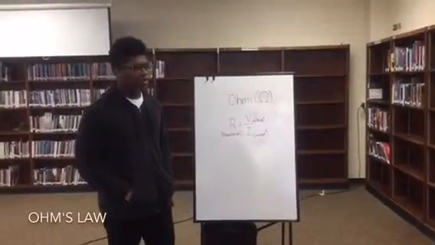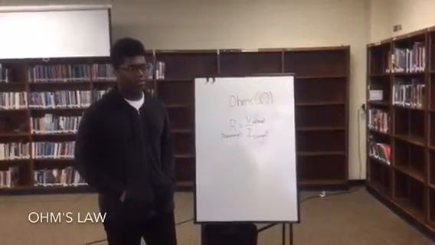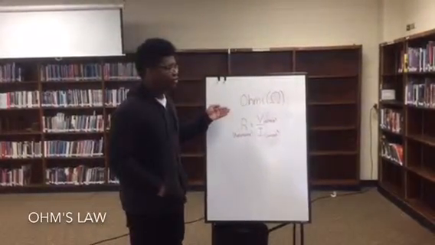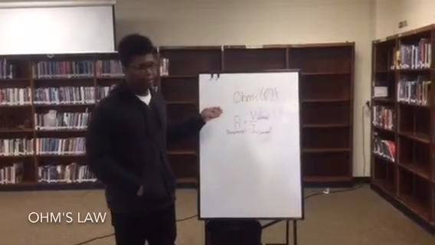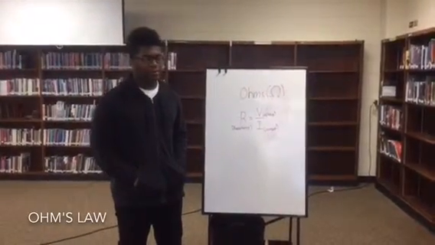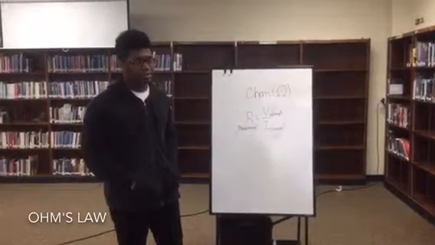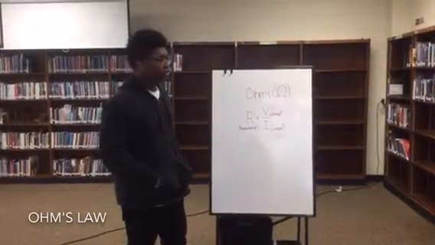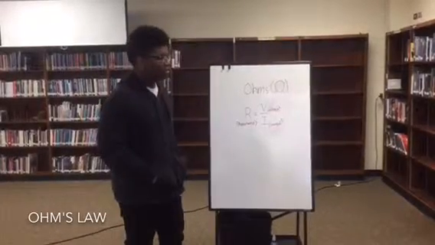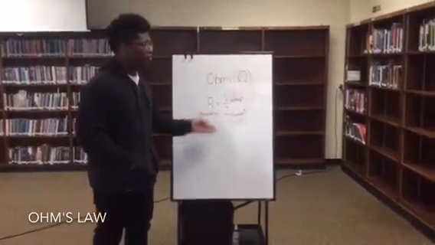Resistance is a measure of the opposition to current flow in an electrical circuit. Resistance is measured in ohms, which is the Greek symbol omega. All materials have some resistance, and depending on the amount of resistance a material has, it'll make either a conductor or an insulator. Resistance can be calculated by the equation voltage over current.